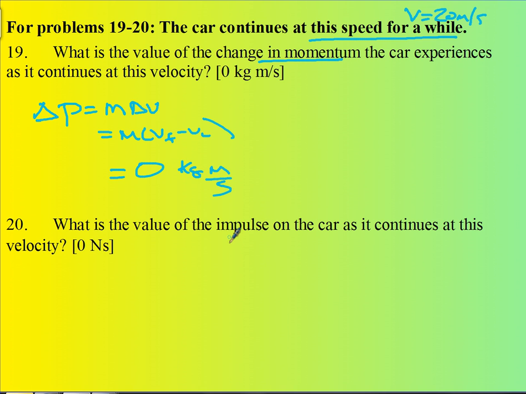So the momentum change is 0 kilograms meters per second. Now, what's the value of the impulse as it continues at this velocity? Impulse equals change in momentum. Well, I just found the change in momentum is 0, so the impulse is 0 Newton seconds. Again, make sure you're careful with your units there.